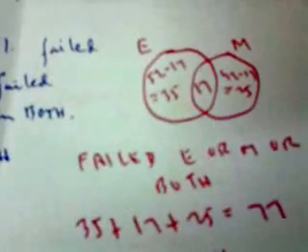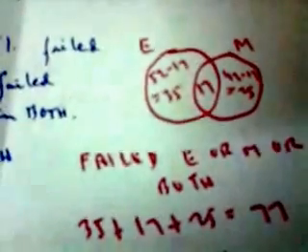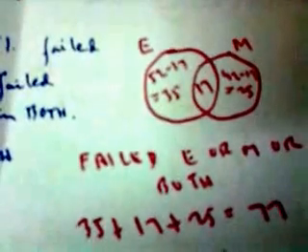That is 77. So people who have failed in either English or maths or both is 77 of 100. Therefore, passed in both is 100 minus 77. That is 23%. Next question.